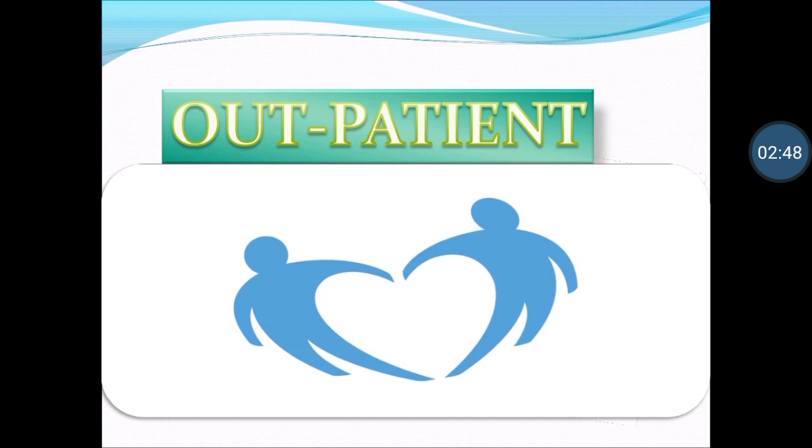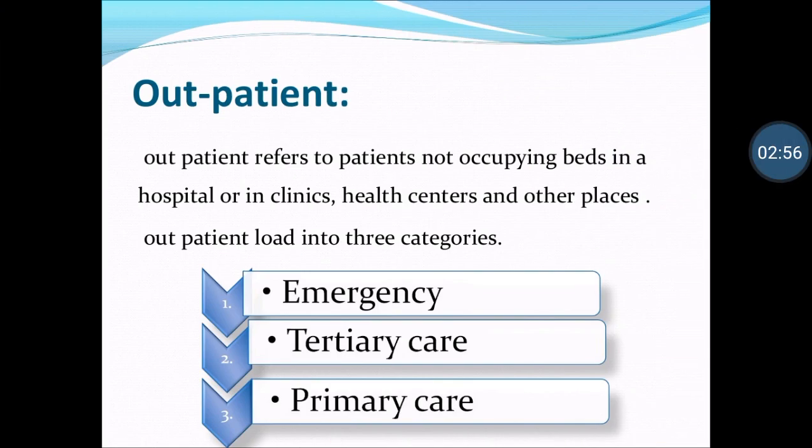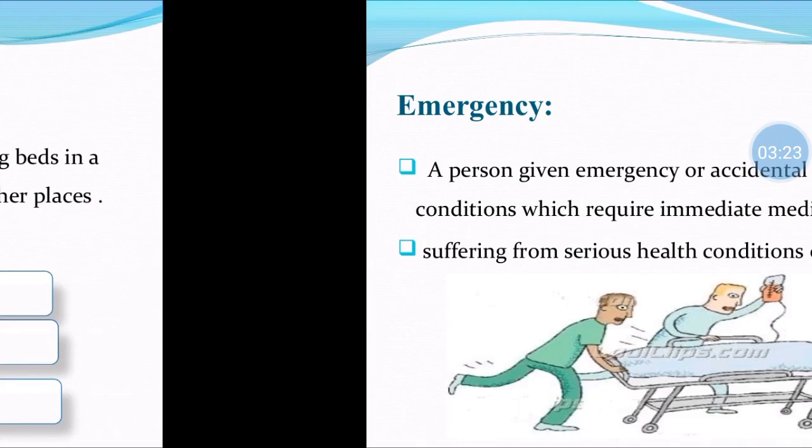Then outpatient means the patient can move on their own, and no support is required. Outpatient refers to a patient who does not occupy a bed, so is not admitted in a hospital, or in clinics, health centers and other places. Outpatients fall into three categories: one is emergency cases, second is tertiary care, and one is primary care. Primary care carries the large or heavy workload.